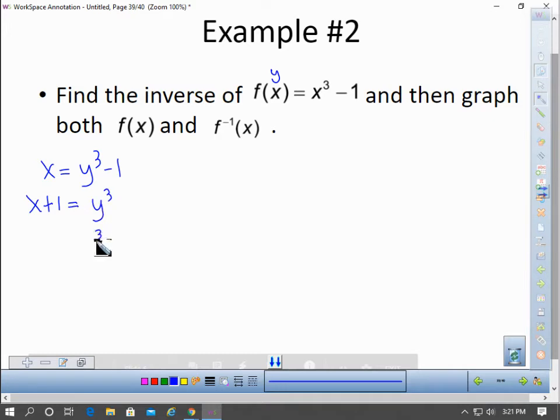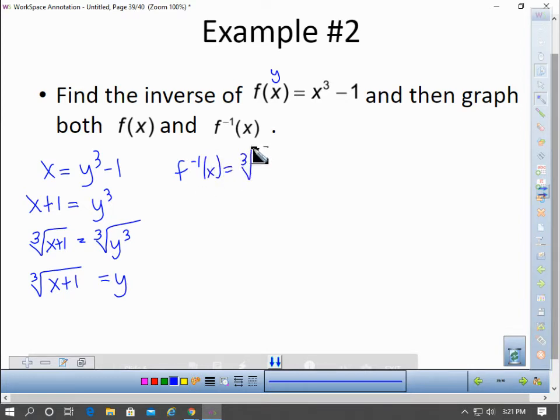And then to solve for y, I'm going to take the cube root. So that means y is going to equal the cube root of x plus 1. All right? So the inverse function is the cube root of x plus 1. Notice again what was done to x here. It was cubed first, then 1 was subtracted. So if I do the opposite operation in the reverse order, I'm going to add 1, and then I'm going to take the cube root. And that's exactly what this is. x gets added 1, and then we take the cube root. And so this is my inverse function.